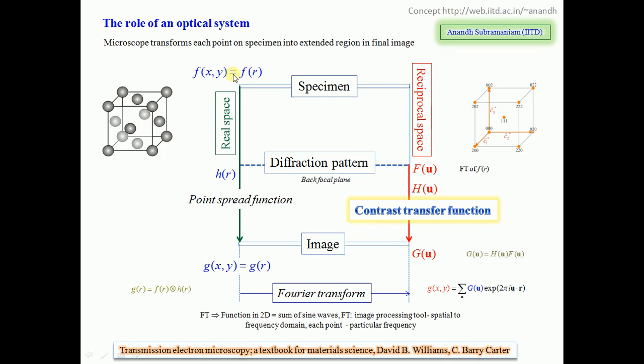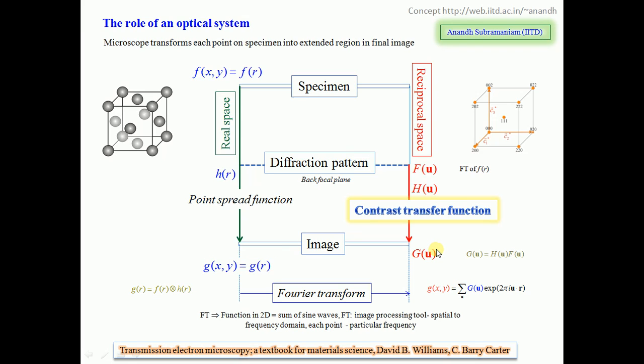Fourier transform of f is F of u, h is H of u, it is called the contrast transfer function, and for g we have capital G. And this small g could be this convolution of f and h. Convolution means integration of the product. So this is the Fourier transform in 2D, sum of all sine waves, as I told.